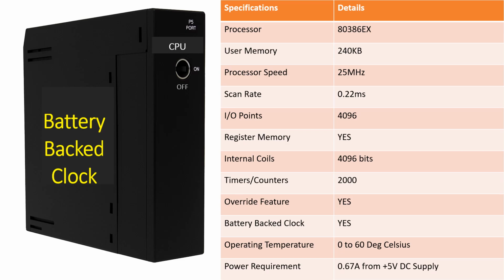Finally, this CPU operates at a temperature of 0 to 60 degrees Celsius and the power required is 0.67 ampere from a 5 volt DC supply.